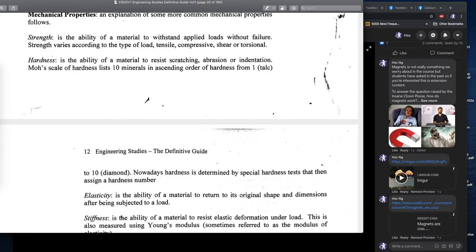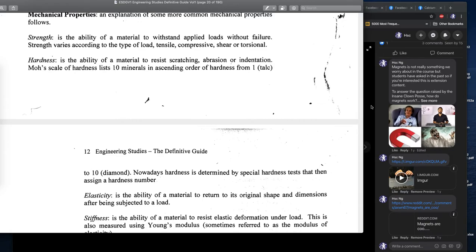Strength is the ability to withstand applied loads without failure. Now, I often ask kids to correct that in their textbooks, and I get them to instead say it's the ability to withstand applied stresses. Strength and stress are both measured in the same units. They're both measured in pascals.